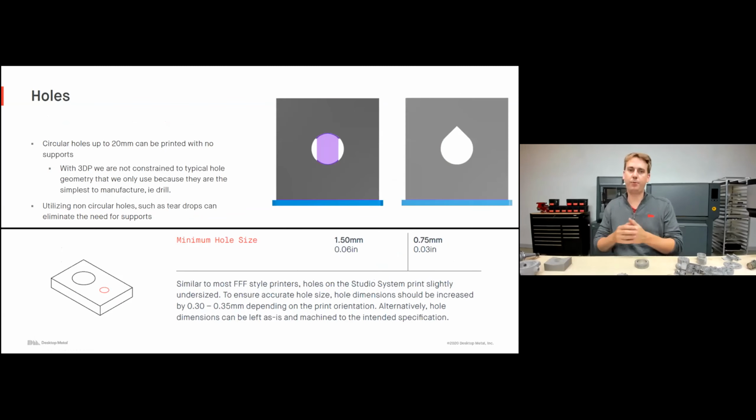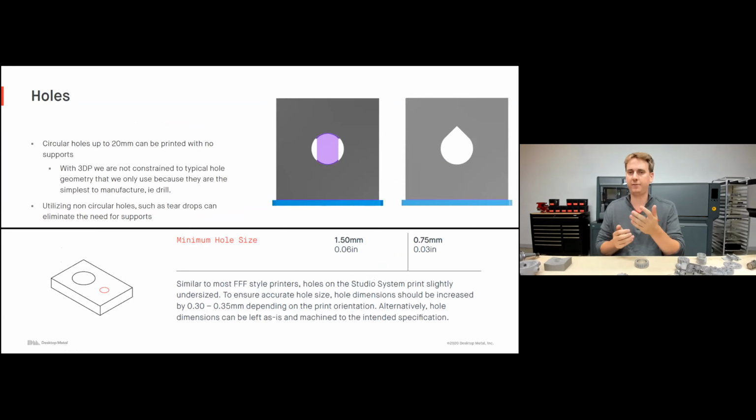Holes. So we can print holes, of course. Holes can be printed up to 20 millimeters without the need for any supports. The parts can self-support and they'll be fine throughout sintering. When you exceed that 20 millimeters, you're going to need a support. So that's when you have to ask yourself, does this actually need to be a hole? A circle? Can I make it a teardrop? Can I make it a hexagon? Can I make it something that's going to self-support itself?